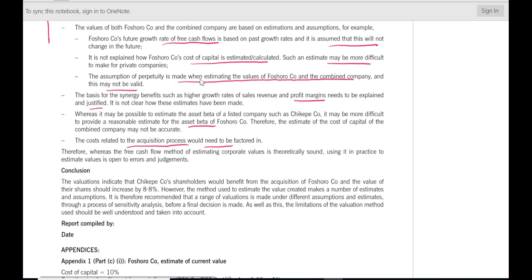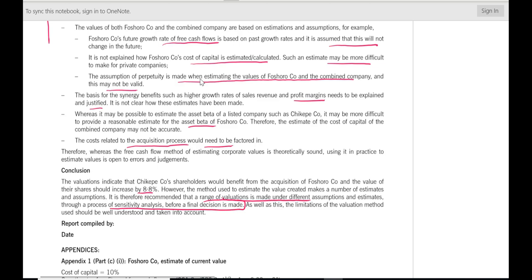The valuation indicates that the company's shareholders would benefit from the acquisition of Fisher & Co, and the value of their share would increase by 9%. However, the method used to estimate the value created makes a number of estimates and assumptions. It is therefore recommended that a range of valuations is made under different assumptions and estimates through a process of sensitivity analysis before a final decision is made.